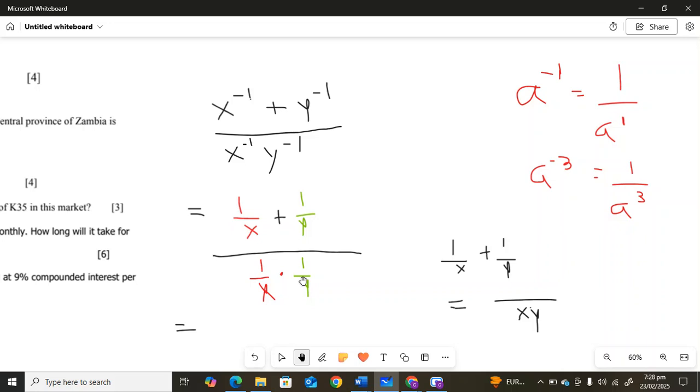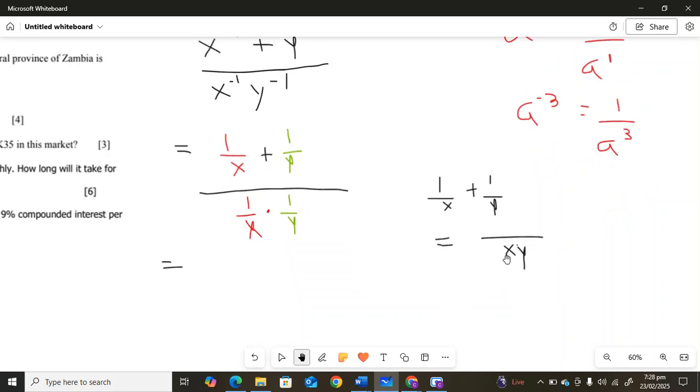So we solve just like the way we do fractions. We're starting with 1 over x plus 1 over y. Get the common denominator xy. Then you say xy divided by x. You cross out the x's and you remain with y. Y times 1, y.